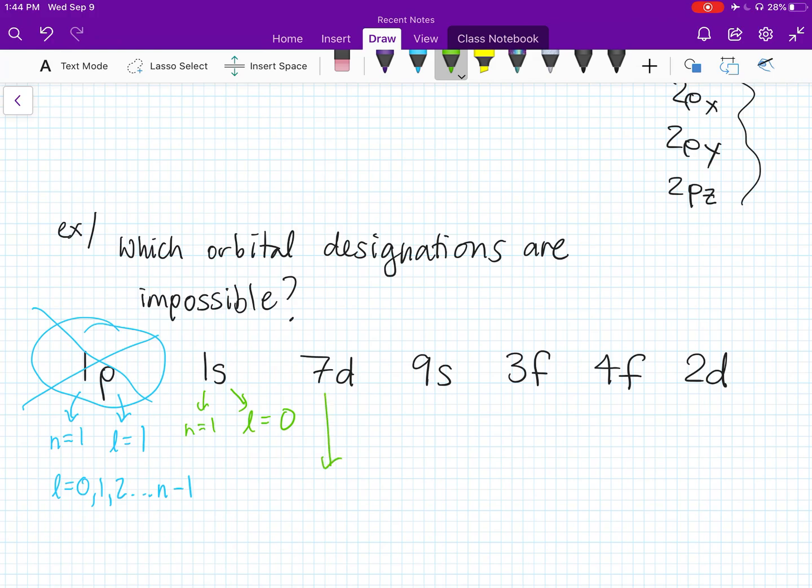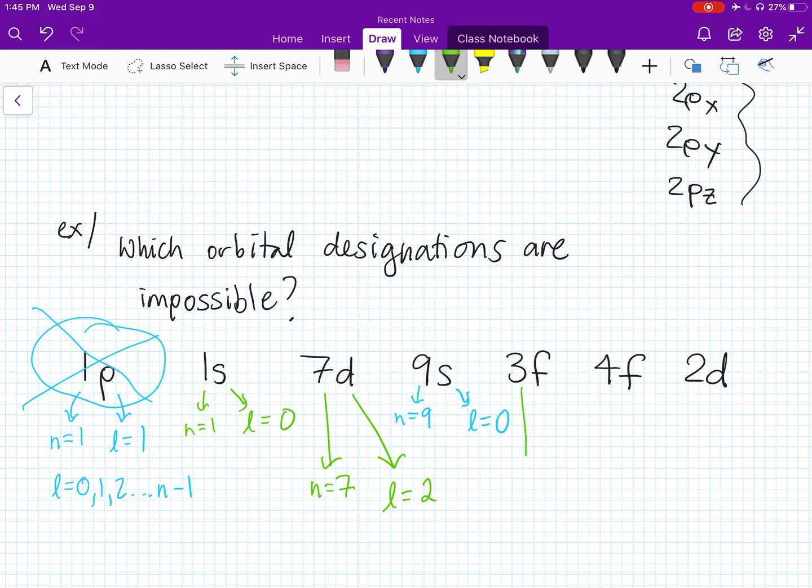For 7d, n equals 7. d means that L equals 2. And that's allowed, because if n equals 7, then L could be 0, 1, 2, 3, 4, 5, or 6. So 7d is legit. Let's look at 9s. 9 means that n equals 9. s means that L equals 0. That's okay. If n equals 9, then L can be 0, 1, 2, 3, 4, 5, 6, 7, or 8.